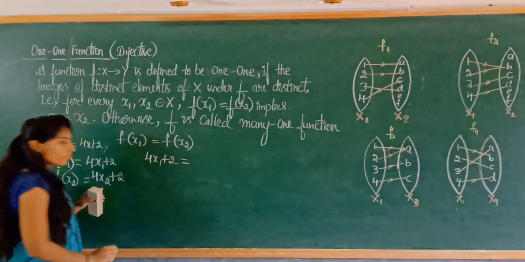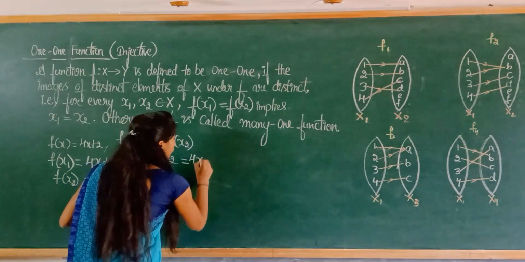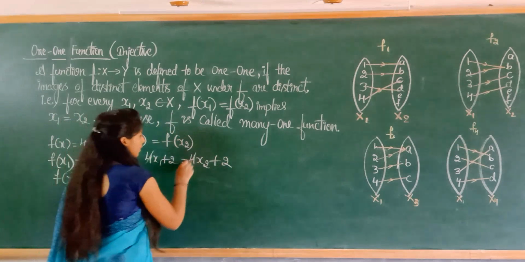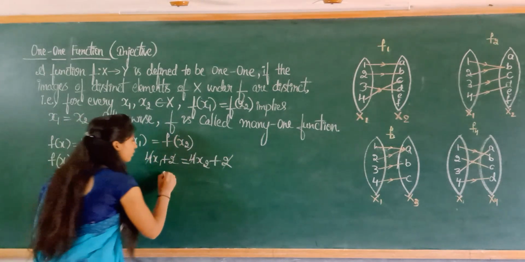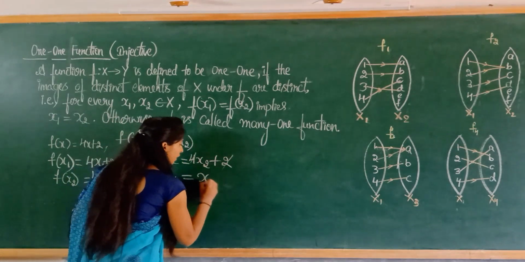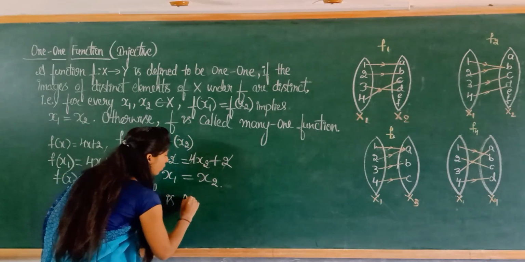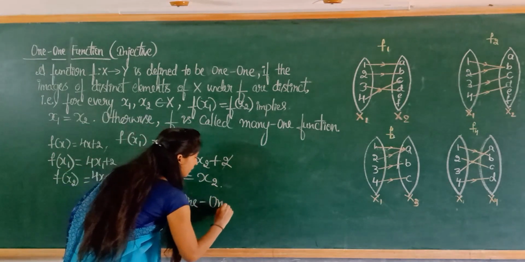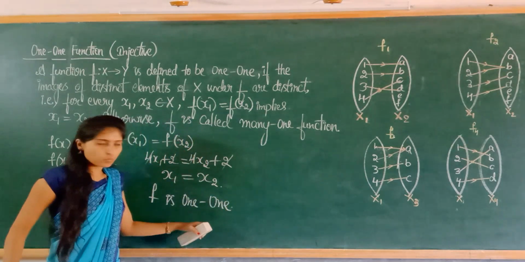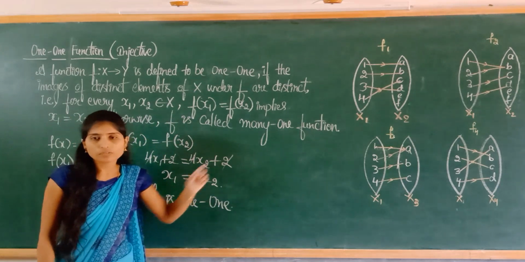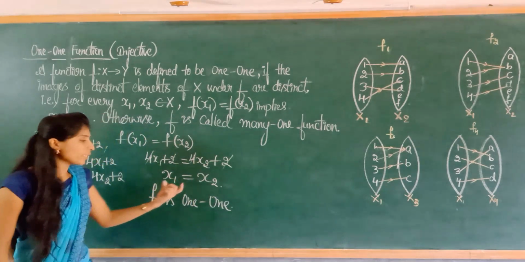For f of x2, 4x2 plus 2. Here 4 gets cancelled and 2 also gets cancelled. The remaining term is x1 is equal to x2. This is what we call a one-one function, or you can also call it injective. F is injective, or f is a one-one function. In the condition we have taken f of x1 equal to f of x2, and in the result we have x1 equal to x2.